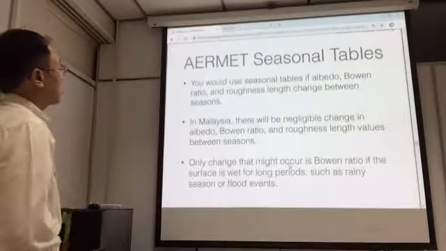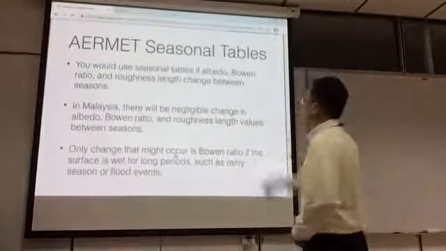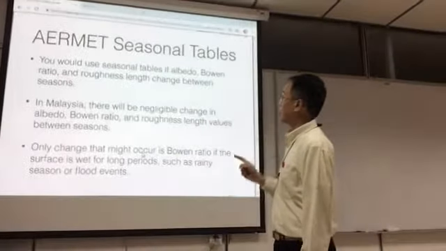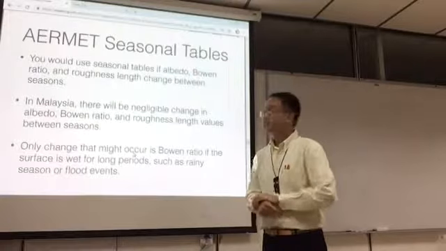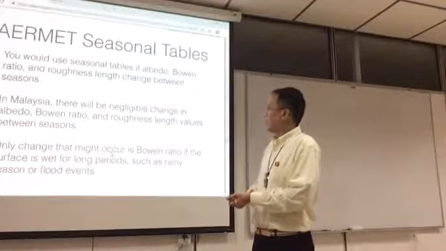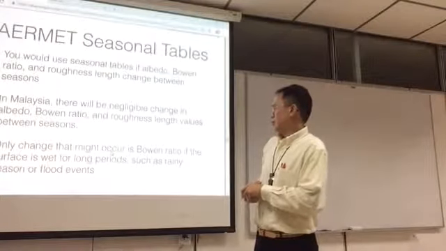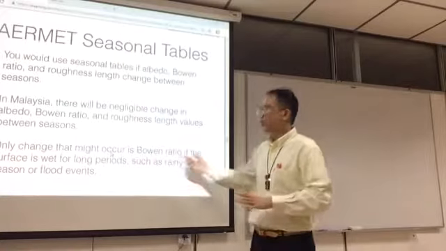Okay, let's read through this. ANMAT seasonal tables. You would use seasonal tables if albedo, Bowen ratio, and roughness length change between seasons. In Malaysia, there will be negligible change in albedo, Bowen ratio, and roughness length values between seasons. The only change that might occur is Bowen ratio, if there is any.